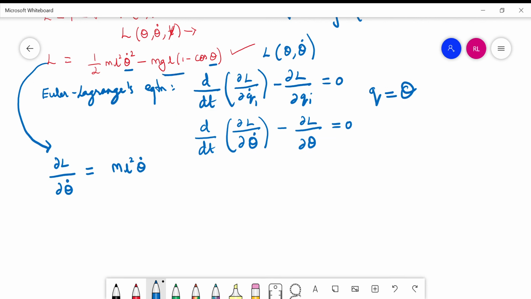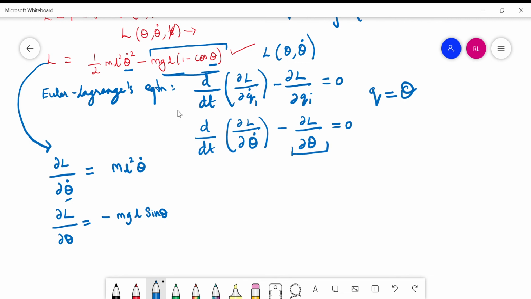And in this part, we are having theta only, so we don't want to use that term now as a part of ∂L by ∂θ̇. Then we will be finding ∂L by ∂θ. Here we will be using the term mgl(1 minus cos theta). The first part, mgl times 1, won't contribute, but the minus mgl cos theta we have to differentiate, and you will be getting sine theta. So this is what ∂L by ∂θ is.